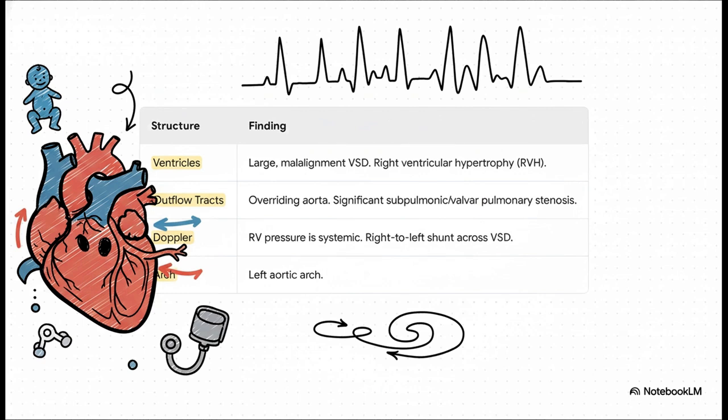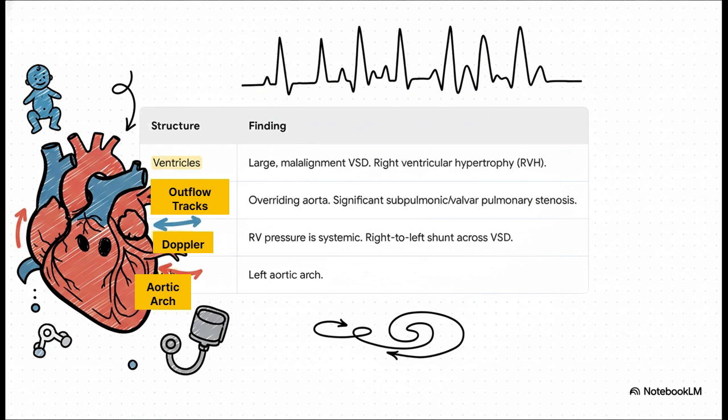Under ventricles, you'll see a big VSD and a thickened right ventricle. That's RVH. Under outflow tracts, you get the 2 defining features, an overriding aorta, which means it's sitting right over that VSD, and, most importantly, pulmonary stenosis. This is a major blockage to blood flow trying to get to the lungs, often called RVOTO, for right ventricular outflow tract obstruction. The Doppler data then ties it all together.